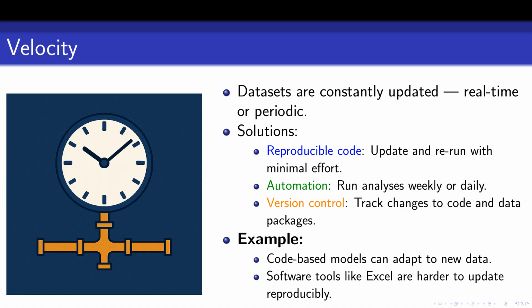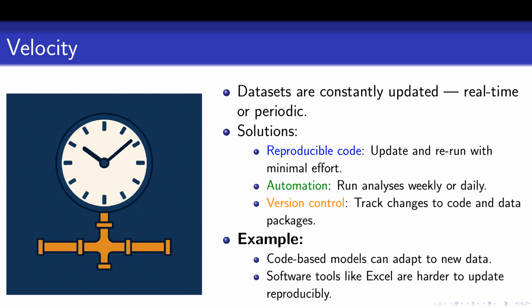Now let's focus on the second V, velocity. Data doesn't just sit in one place anymore, it flows constantly. Velocity refers to how quickly data is generated and needs to be processed. This could be as fast as real-time updates from a stock exchange or as routine as daily or weekly reporting. To manage this, data scientists rely on a few key strategies.